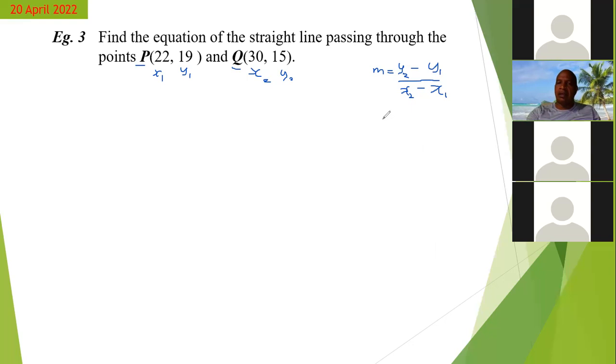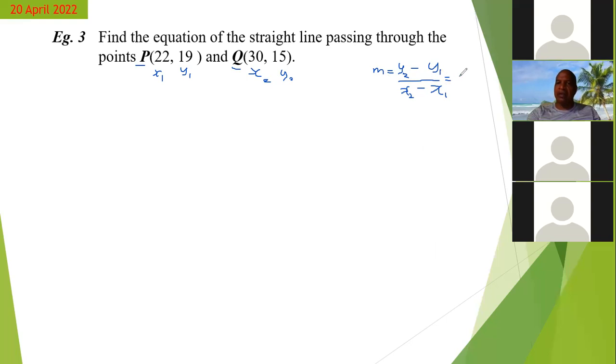Okay. Sir, so y2, 15. So what you do, you're working out the m value. That's what you're doing? So the equation that you have, m equal y2 minus y1 over x2 minus x1. All right. Let me clarify myself. So this is the equation to find the gradient. But what I was referring to is the equation for the line. So if you work out this, it will give you only the gradient.